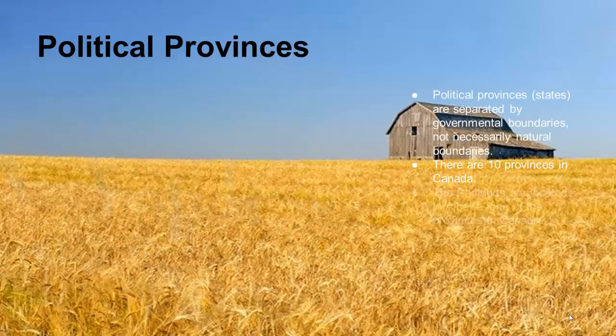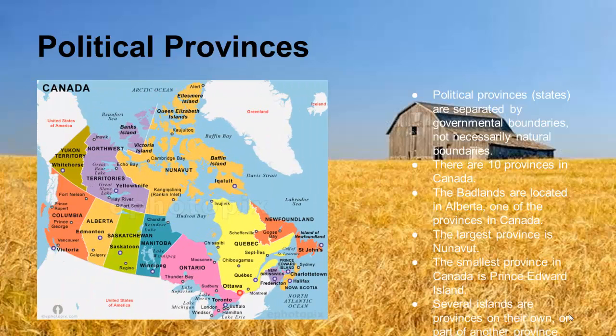Political provinces are separated by governmental boundaries, not necessarily natural boundaries. There are 10 provinces in Canada. The largest province is Nunavut and the smallest is Prince Edward Island. My favorite province is Alberta, where numerous Albertosaurus fossils were discovered. Now you know how Albertosaurus got its name.